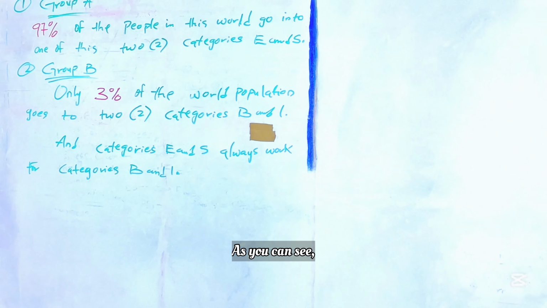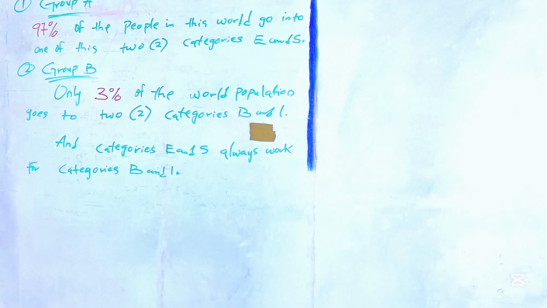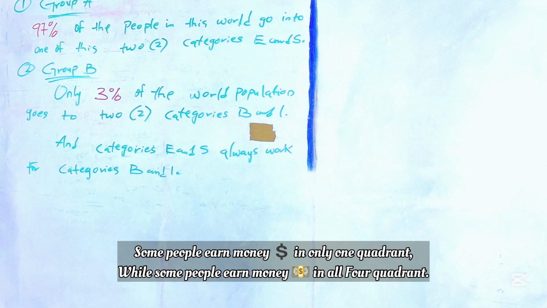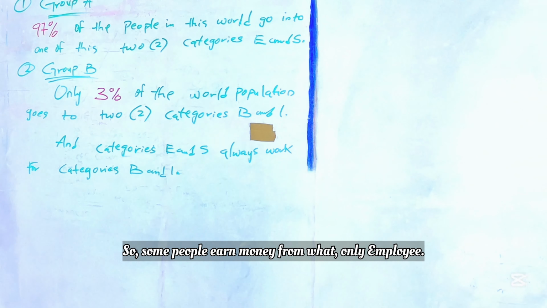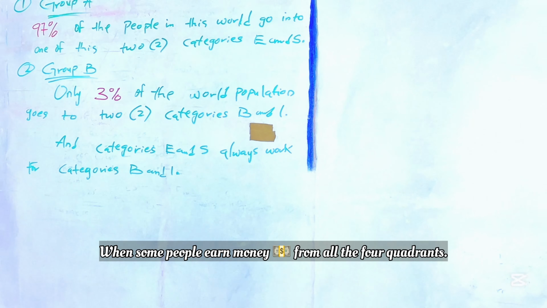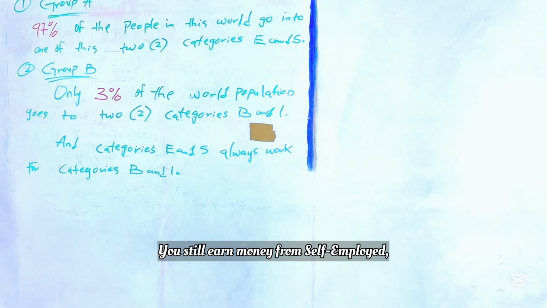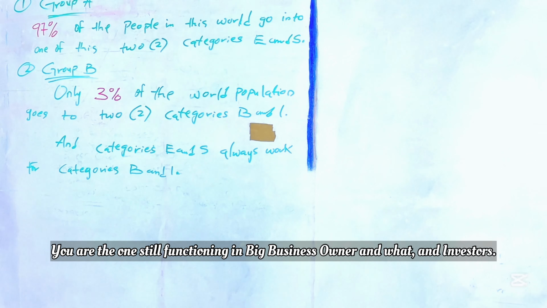As you can see, each quadrant represents a different way to generate income. Some people earn money in only one quadrant, while some people earn money in all four quadrants. So some people earn money from only employee or self-employed, while some people earn money from all four quadrants. You earn money from employee, you still earn money from self-employed, and you are still functioning as a big business owner and investor.